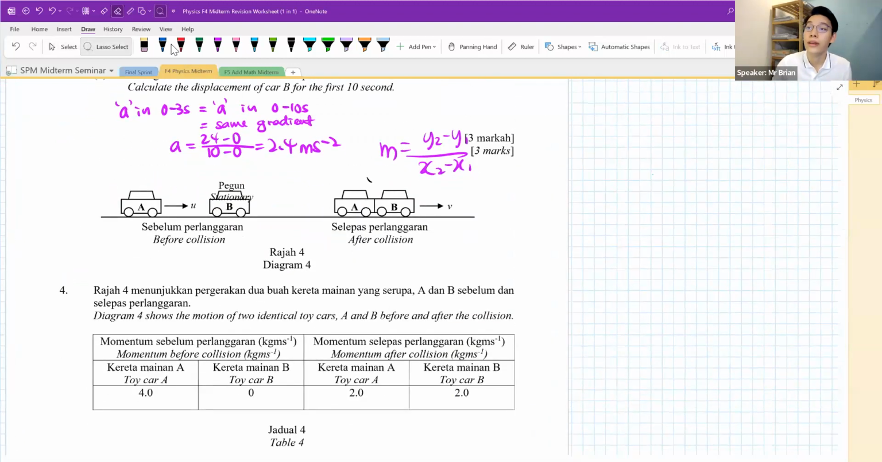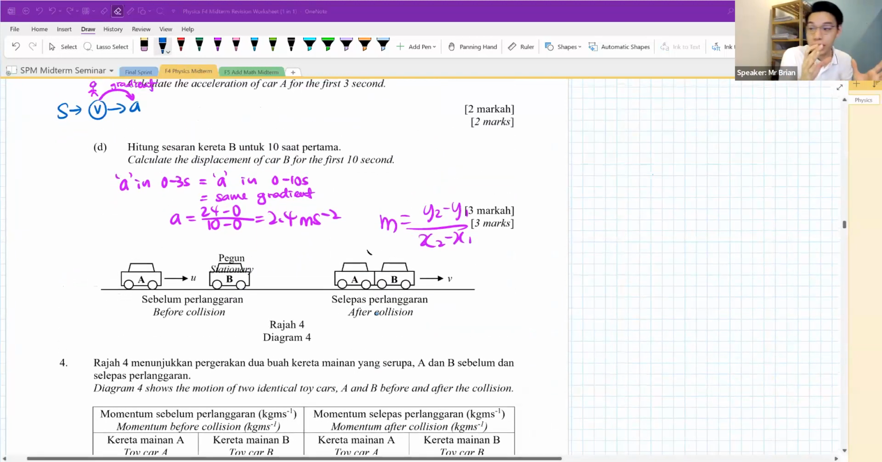Okay. So they say, diagram 4 shows the motion of 2 identical toy cars, A and B, before and after the collision. So before the collision, after the collision. Before the collision, they say it's stationary. After the collision, they move with some velocity. So B is stationary only, sorry. Then A is not stationary.